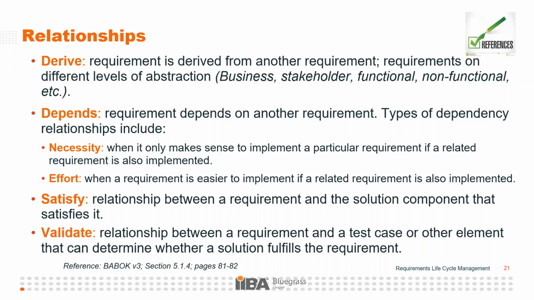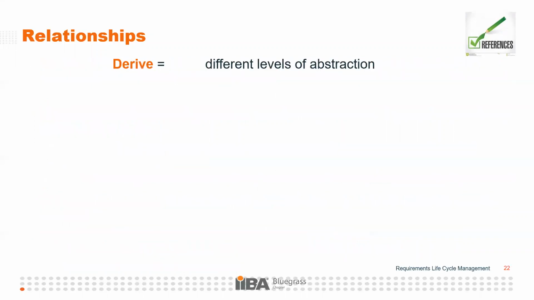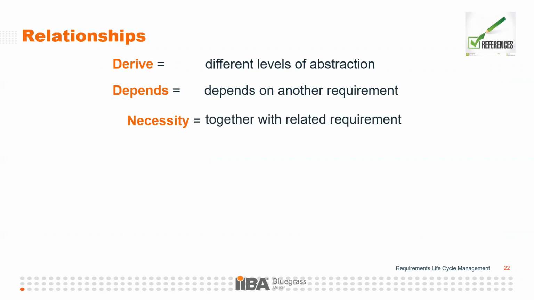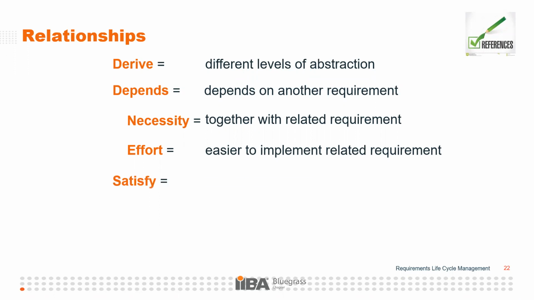So anyway, all right. And then this is a little summary of this. Okay, so derive is different levels of abstraction; depends is on another requirement. Necessity is you want to implement it together with a related requirement. And effort, it's easier to implement the related requirement. And satisfy, the requirement satisfies a solution, or the solution component satisfies the requirement. And then validate, which refers to a test case.